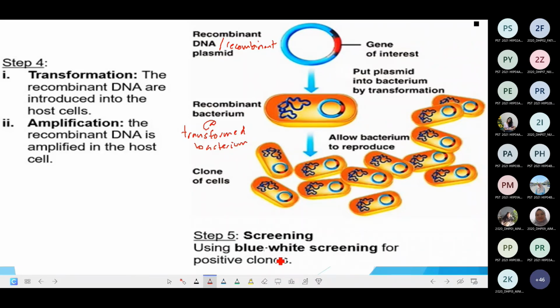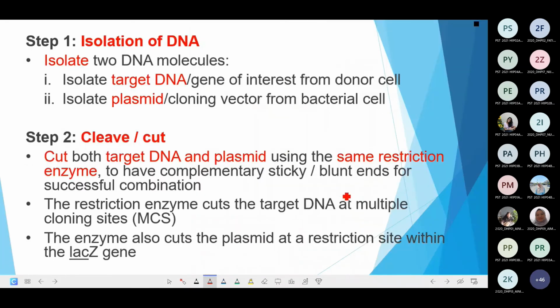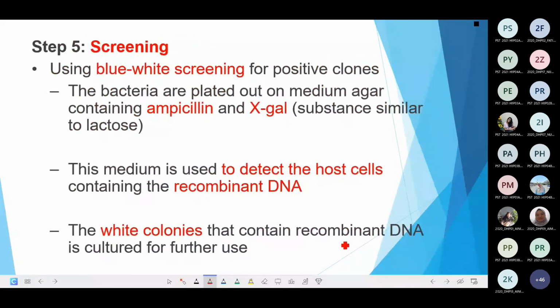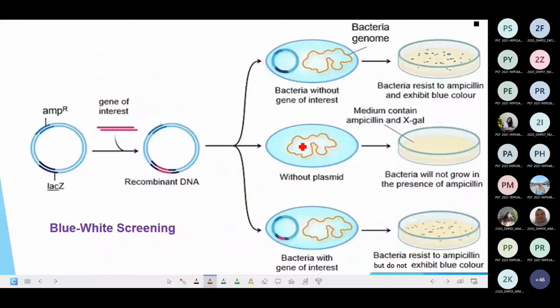Okay, so using this blue white screening, we will be able to identify which are the bacteria which really carrying our gene of interest. Okay, so this will be the step that you can read on your own. Okay, and this will be the diagram that shows about the blue-white screening procedure.